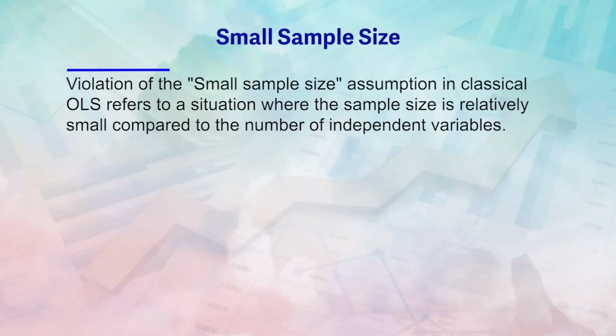Now another important violation is the violation of the small sample size assumption in classical OLS, where the sample size is small compared to the number of independent variables. This is a very significant problem, because if the number of independent variables becomes more than the number of observations, then the degrees of freedom are lost. And if the degrees of freedom are lost, then the inference testing procedures will be invalid or inappropriate. So under such cases, it will be challenging to proceed with such a data set.